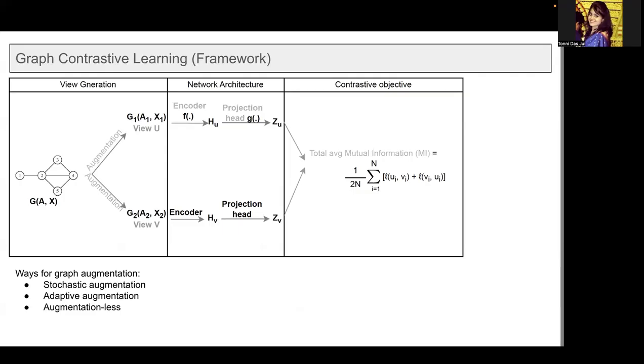So the entire process can be broken down into three main stages. Firstly, the view generation. We have to first generate multiple augmented views of the input sample graph so that we can contrast between them and prepare our positive samples and negative samples to contrast. So graph augmentation can be stochastic, meaning randomly dropping nodes or edges. Then it can be adaptive, meaning dropping less important ones first, or augmentation-less, meaning deriving positive and negative samples directly from the original graph.